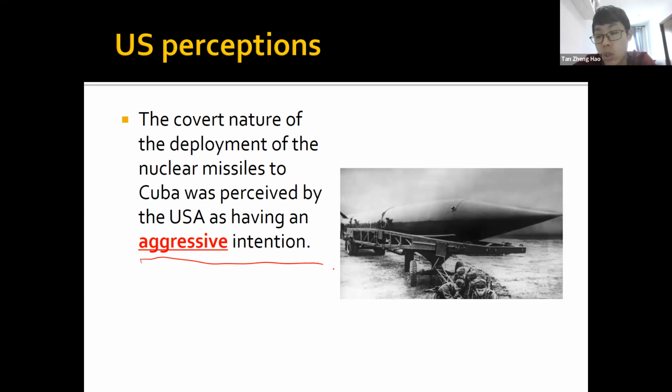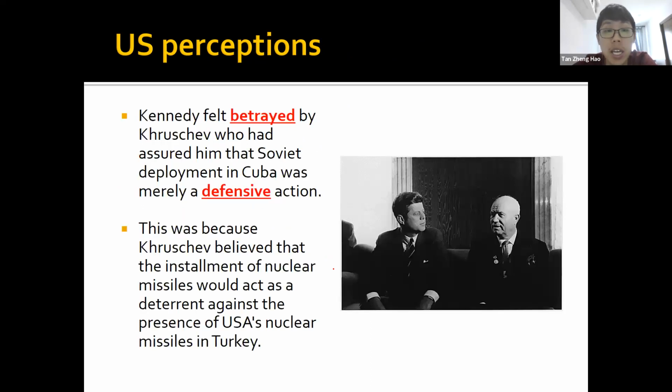Cuba was a threat to US security. The missiles are not for show. And they felt very betrayed by the USSR also, because although they are enemies, how can your enemy betray you when they are never your friends to begin with, right? So you can think of it as they felt very upset with the USSR, because now they have a real threat at their doorstep.